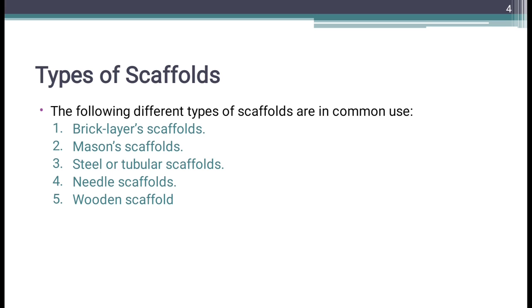Types of scaffold. The following are different types of scaffolds commonly used. First is the bricklayer scaffold, then mason scaffold, steel or tubular scaffolds, needle scaffolds, and wooden scaffolds.